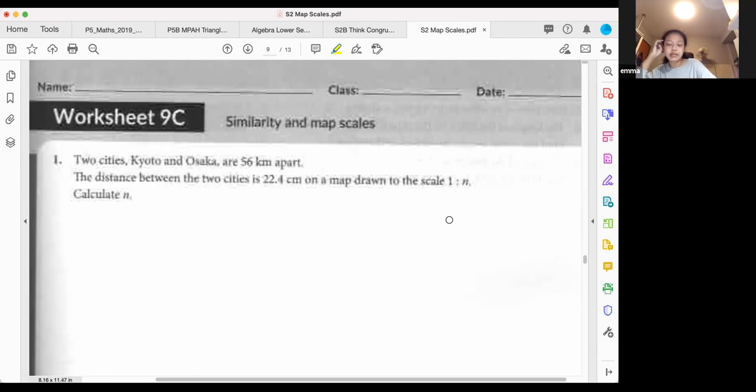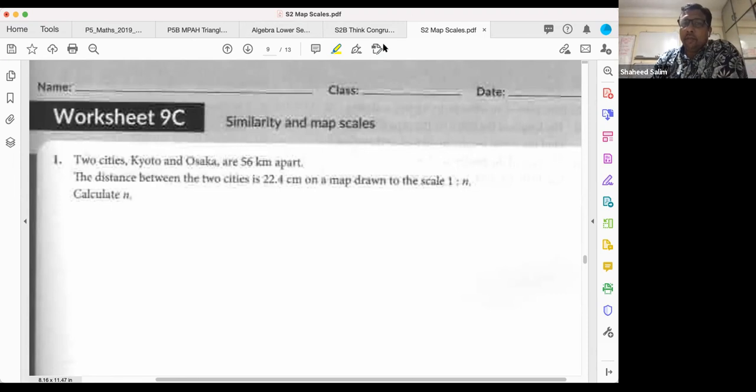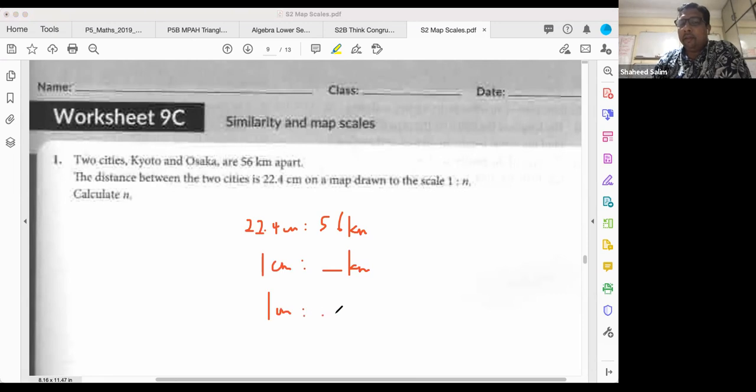I think I did something wrong. Okay. We go step by step. Do you first of all do like this? 22.4 cm is to 56 km. You do this first. Then you find 1 cm lah, to how many km. Then after that you find in meters and then finally in km lah. In cm. And then you drop the unit lah.